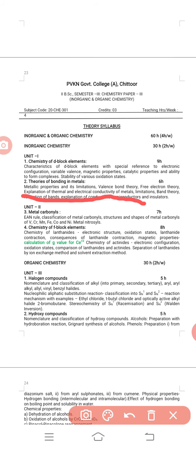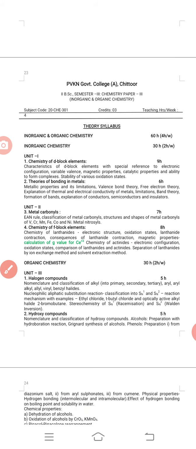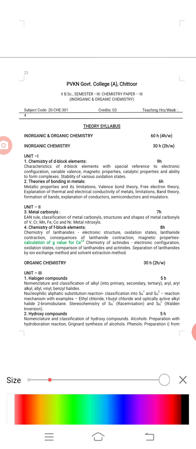So next, band theory. Formation of bands, and explanation of conductor, semiconductor, and insulator. A conductor passes electricity. A semiconductor can also pass electricity. Insulators do not pass electricity, because in insulators there are no moving free electrons. So this is the unit 1 second topic.